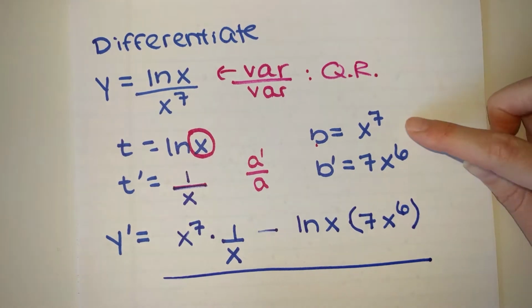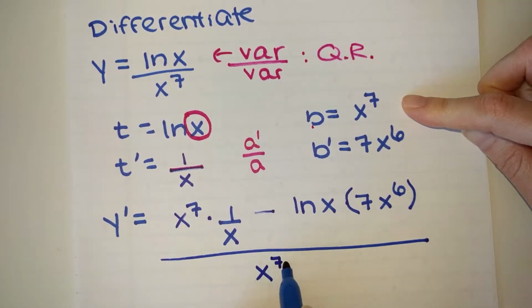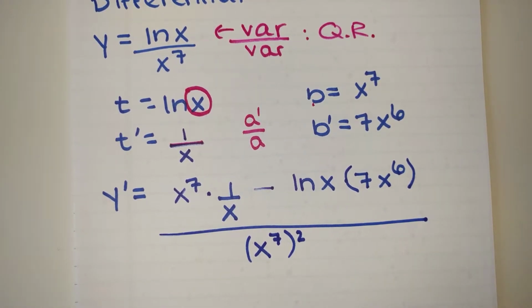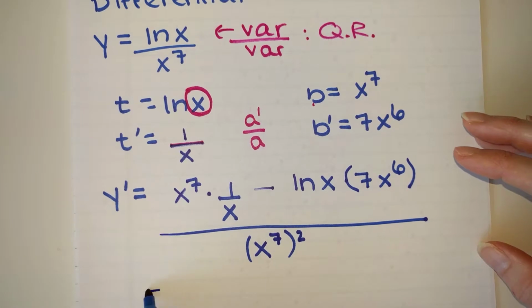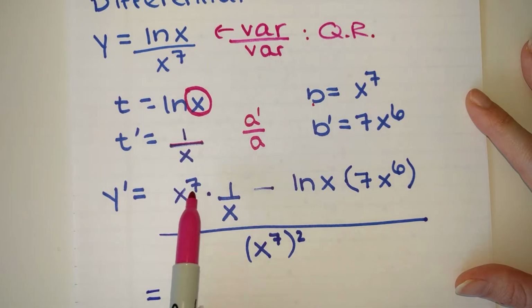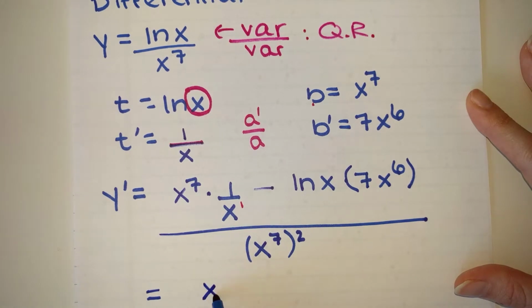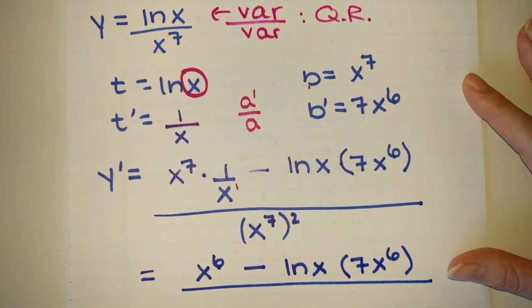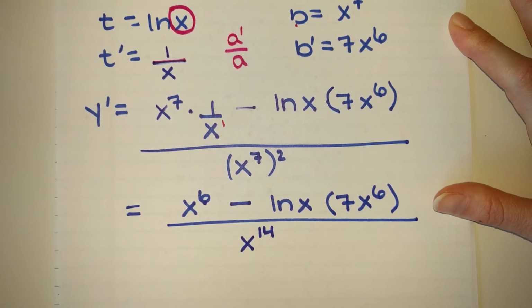That is then over the bottom squared. So we have x to the 7th, and then we square that. Now, you cannot leave that as a respectable final answer. We have to simplify. Now, there's a very obvious simplification that can happen here, because if you look at this first term, you have x to the 7th and then x to the 1st in the denominator. So if I simplify that to begin, I will have x to the 6th, subtracting their exponents, minus natural log of x times 7x to the 6th, all over my x to the 7th raised again to the 2nd power. I will multiply their exponents and get x to the 14th power.